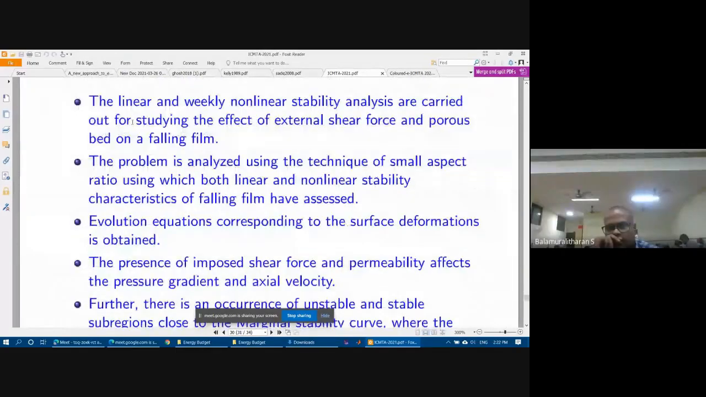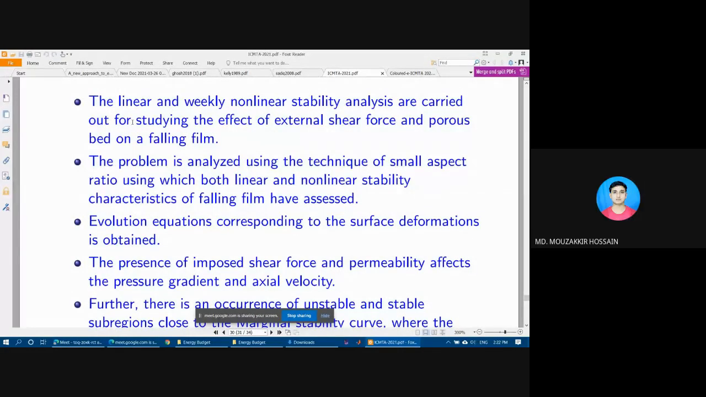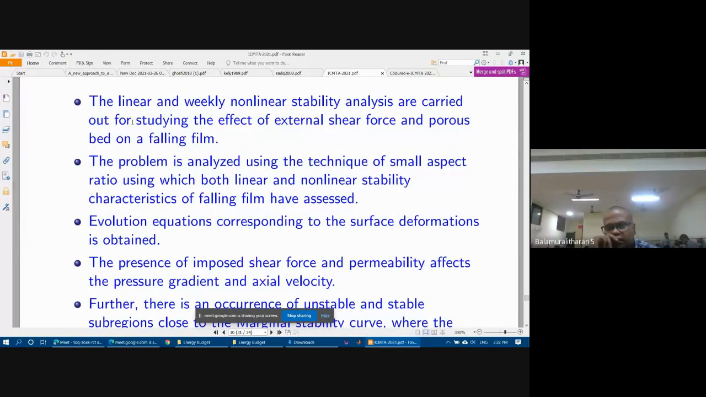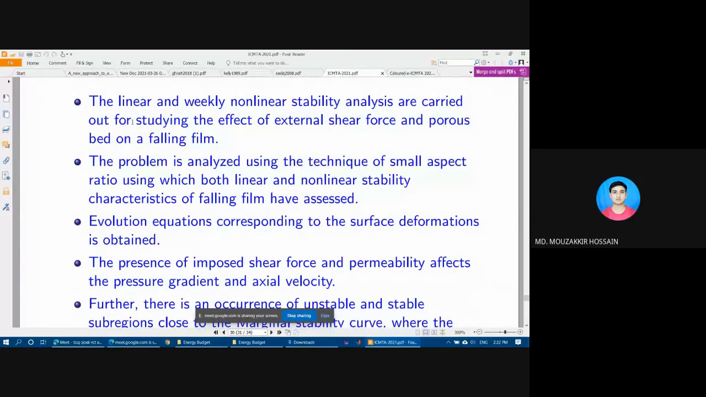Is there any range in HT? Sorry, sir, HT, any range?